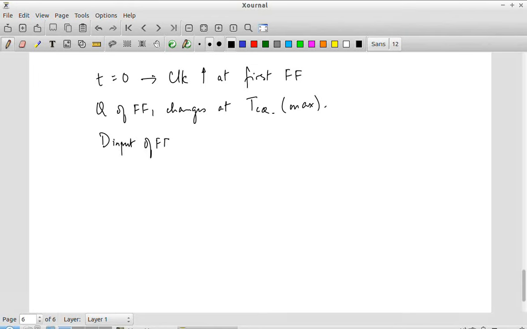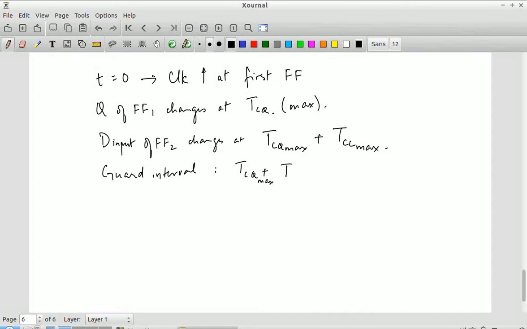The input of flip-flop 2 changes at TCQ max plus T combinational logic, again max. And the guard interval that I need to leave for correct operation means TCQ plus T combinational logic plus T setup. Up to here, without the setup time, is the data arrival time at FF2.